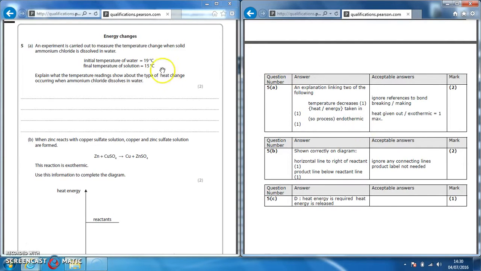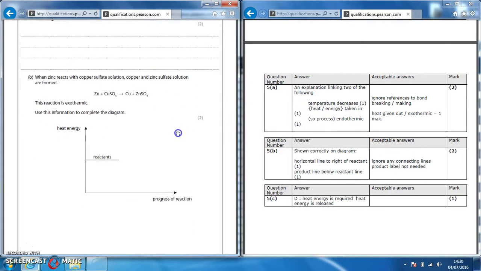So if we've started at 19 and gone to 15, we've gotten colder. That means that energy has been taken in. So the first thing you would say is, temperature's decreased, 1 mark. So when the energy's been taken in, it's endothermic as opposed to exothermic, which would give out heat. You can still get a mark for saying heat given out, exothermic, for some strange reason on this. If we look at the mark scheme, probably because you knew one of the key words there that linked to it, even though you did it wrong.